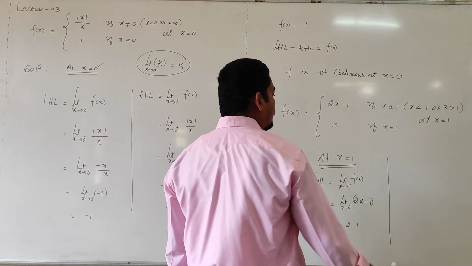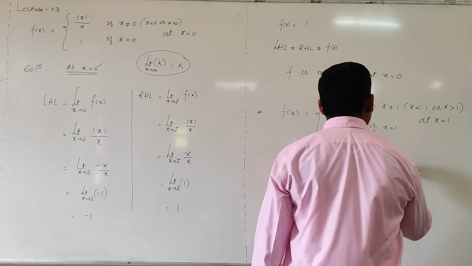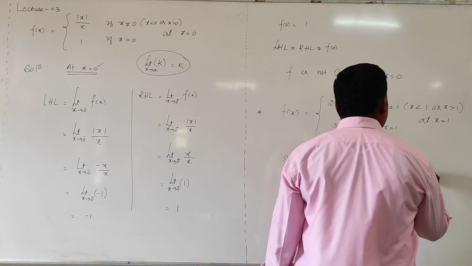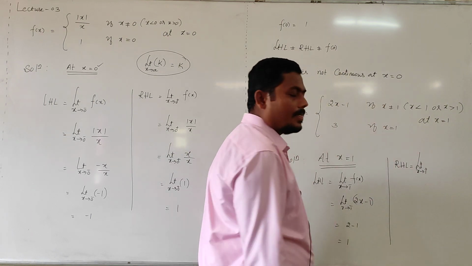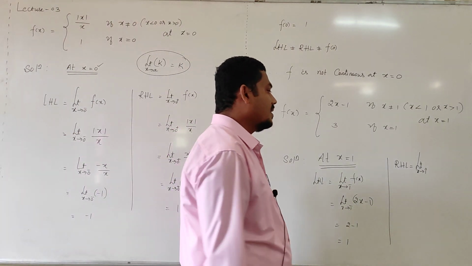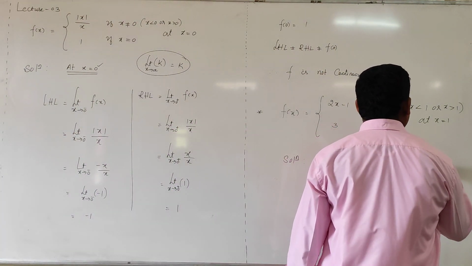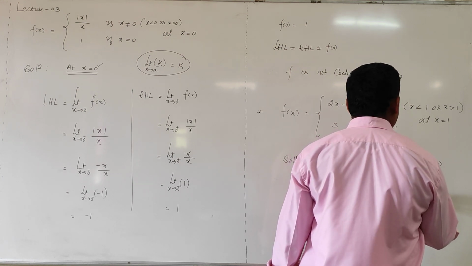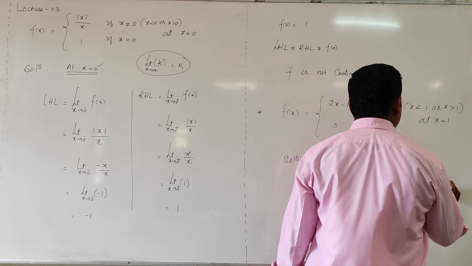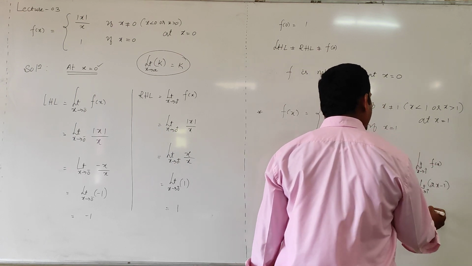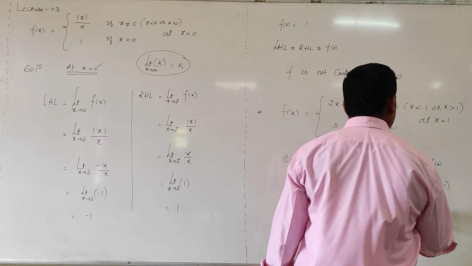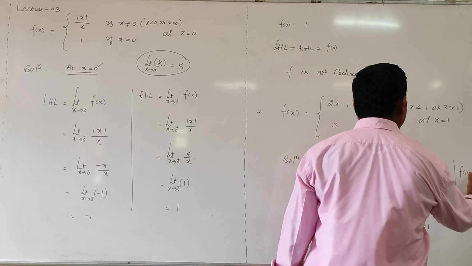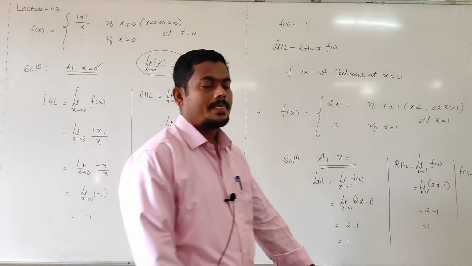Then similarly, what is the right hand limit? RHL. The right hand limit notation at 1 is limit extending to 1 plus. First write in general the function f of x, then limit extending to 1 plus, what is our f of x? 2x minus 1 only. Now put x value 1, it gives 2 minus 1, it will be 1, and the f of 1 value they have already given, f of 1 is equal to 3.